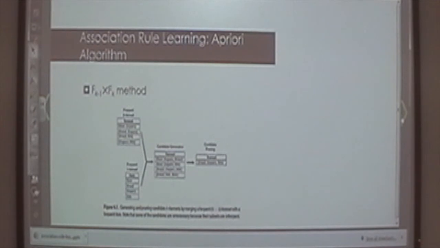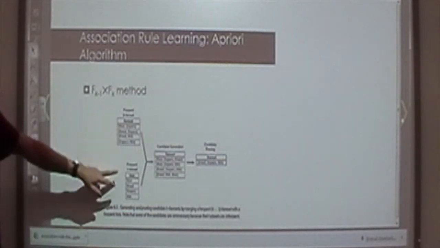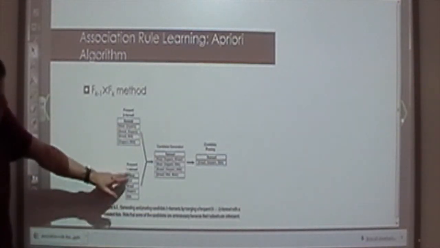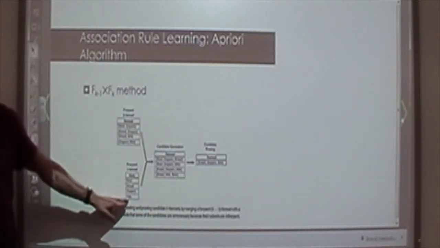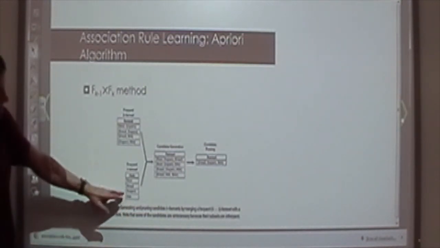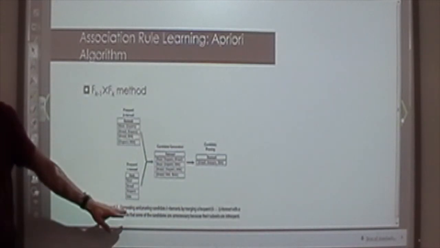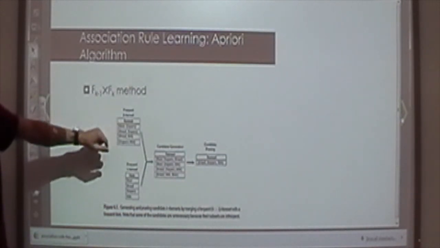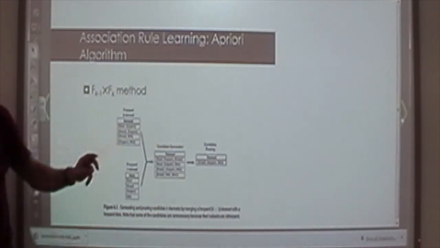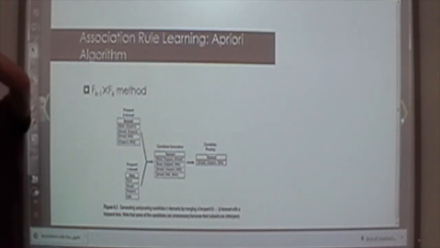A better approach is what's called the F(k-1) cross F(k) method. And so let's take a look at how this works. Here, notice I've got my 1 item sets. I've pruned them, so we're down to 4 here. So beer, bread, diapers, and milk. We've got our frequent two item sets. So we've generated those two item sets.